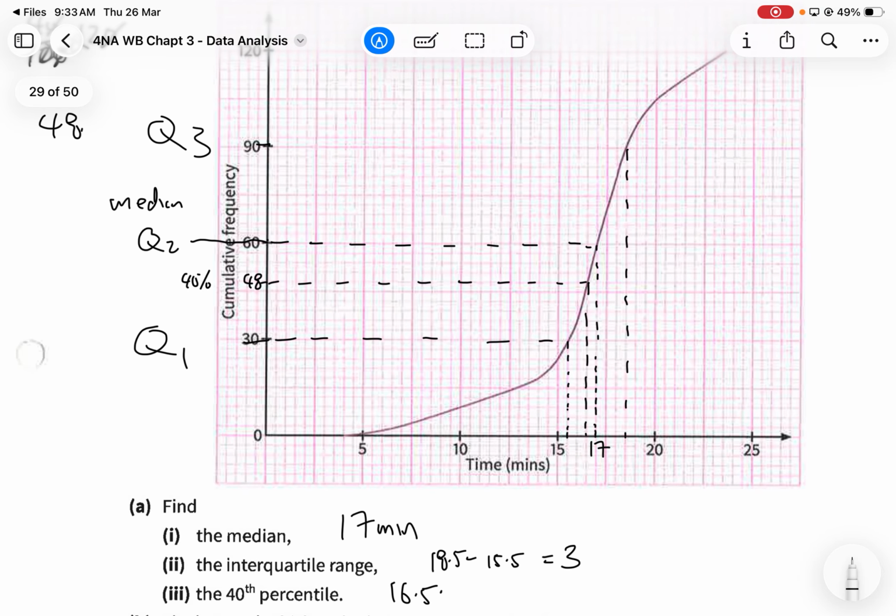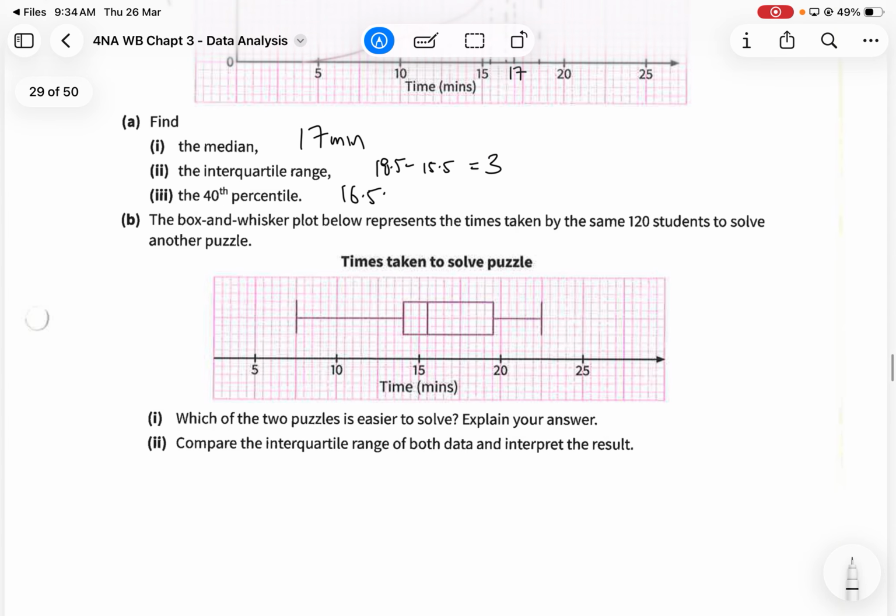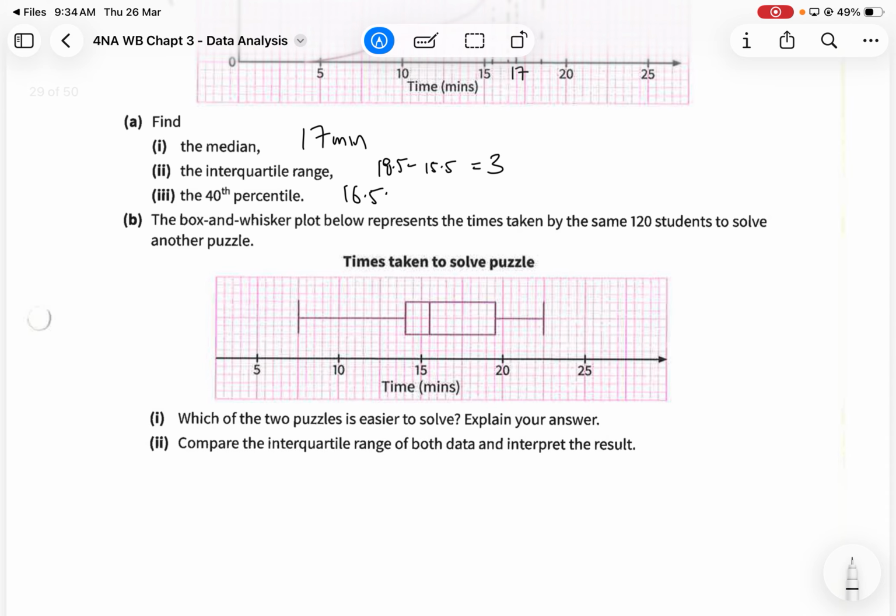Okay. Hey, so for part B, if you read the question, then you will know this data is the same people solving one puzzle. Then when you go to part B, this data is the same people solving another puzzle. So if they ask you to compare which of the two puzzles is easier to solve, it's the same people. So what do we compare?